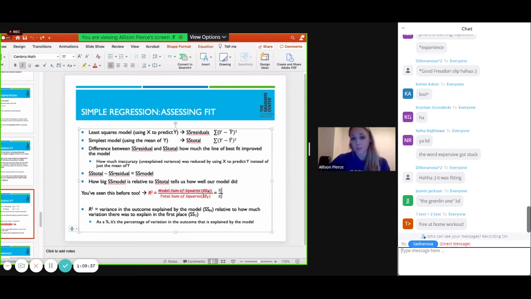Because you've seen this. Remember, our sums of squares model divided by our sums of squares total, that's what gives us our R squared value. That's our proportion of variability explained by our predictor, except we called it an independent variable before in ANOVA. We'd say what proportion of variance are we explaining by our manipulated variable or our IV. That was the R squared. This is the same thing, except now we're just calling it a predictor.